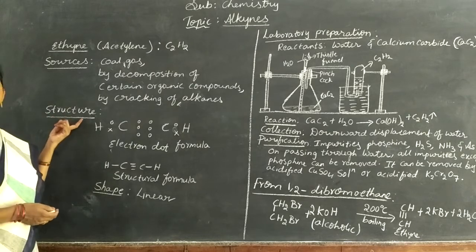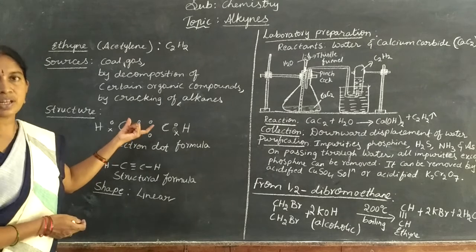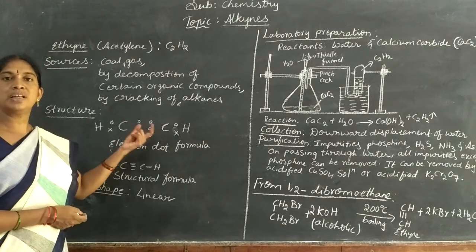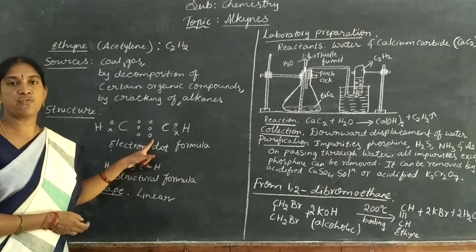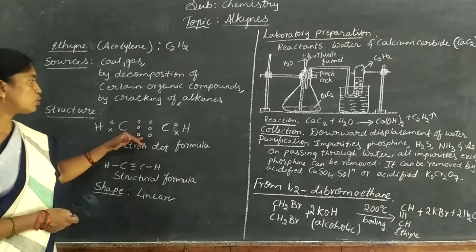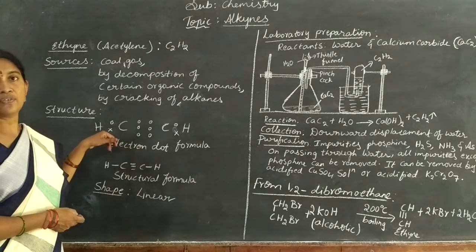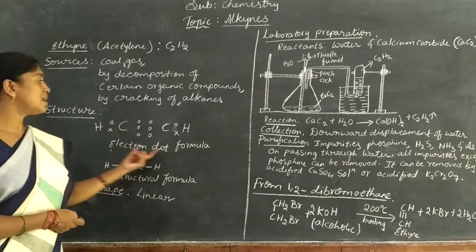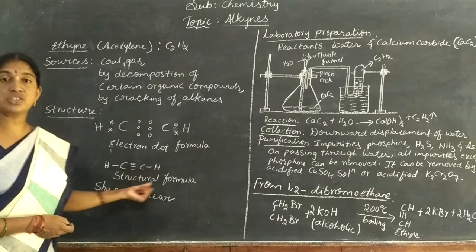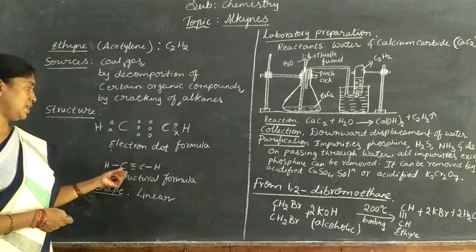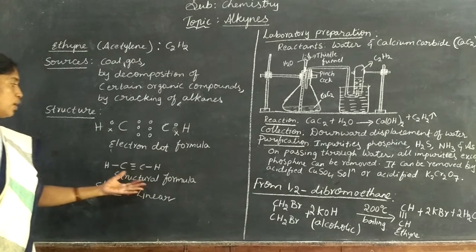And the structure of ethyne: it is an unsaturated hydrocarbon, an alkyne. Between carbon and carbon, it has a triple bond. That's why we can see three pairs of electrons between carbon and carbon, and between carbon and hydrogen, we have one pair of electrons. So, this is the electron dot formula of ethyne. And here we can see the structural formula: CH triple bond CH is the structural formula of ethyne.